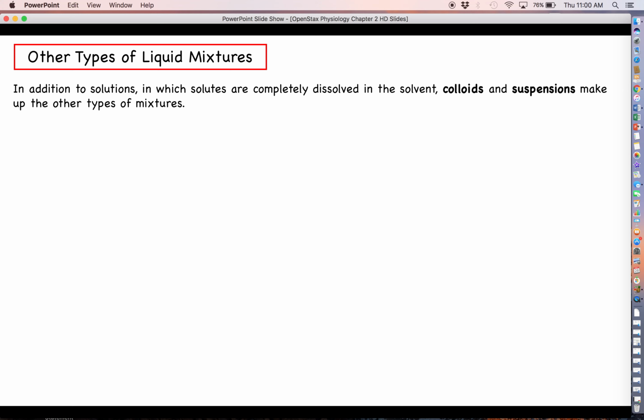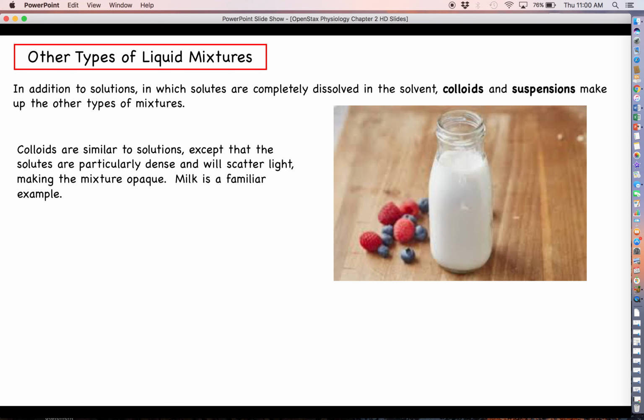So solutions are just one type of liquid mixture. It's certainly not the only type of mixture that we will encounter throughout the semester. We can also deal with things like colloids and suspensions as well. Colloids are kind of like solutions, except that the solute particles are not going to completely dissolve and become a clear solution.